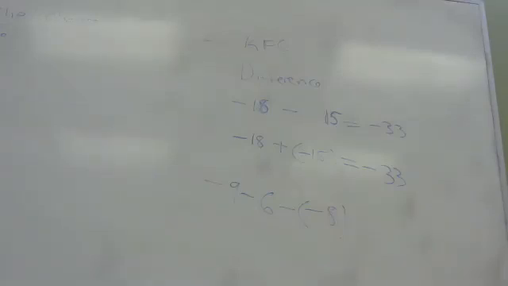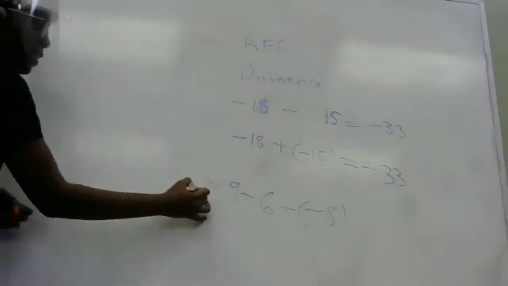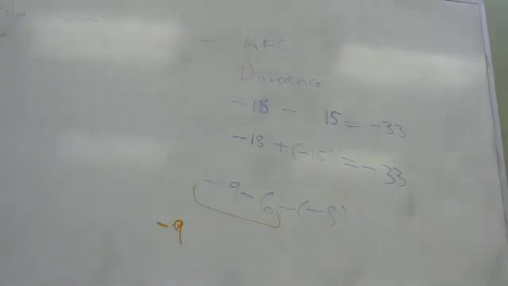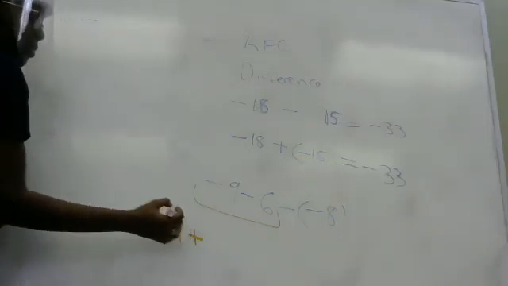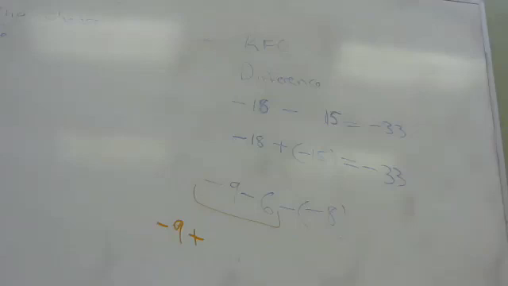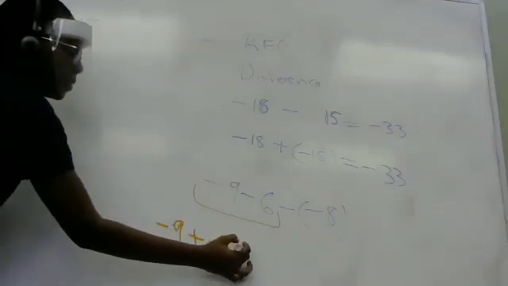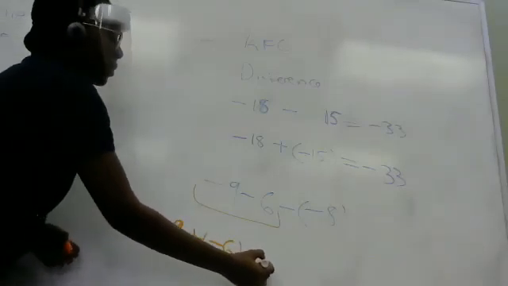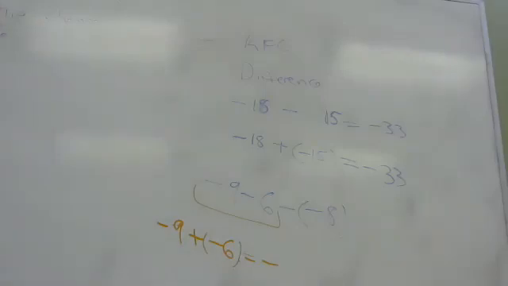-9 minus 6. We're going to do that first, right? Keep the -9, change the minus to a plus, and make the 6 a negative. We get -9 plus -6 first. Since they're both negative, add and keep the sign. That's -15.